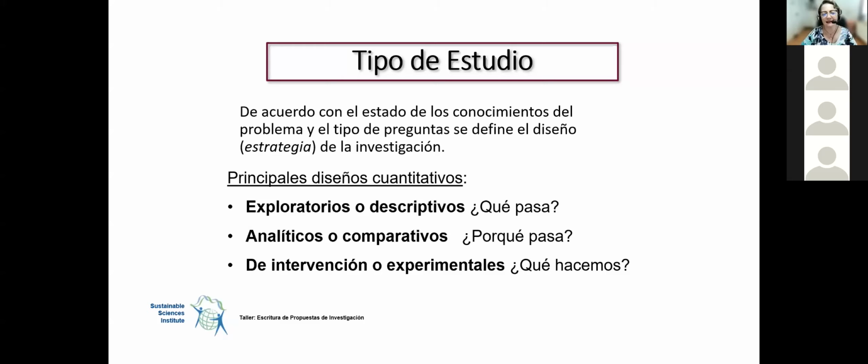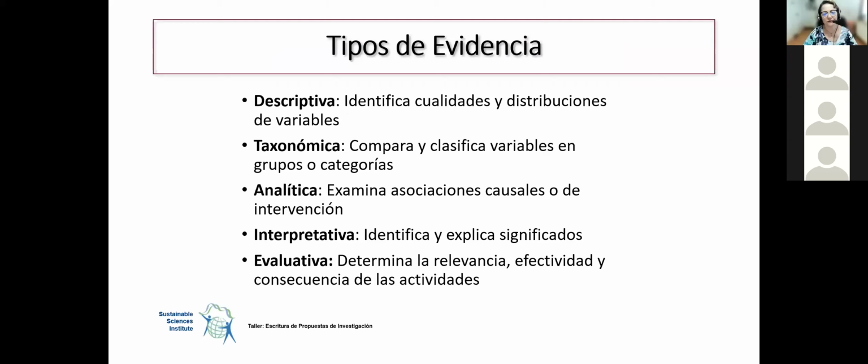So the first element to choose the research strategy depends on the question. If I know what happens, then I build comparison scenarios to answer the question why this is happening, to see the reasons, or the interventional experimental studies when I want to intervene, when I want to implement an action to change the process. So I said that the type of evidence for these research strategies comes from epidemiological studies.